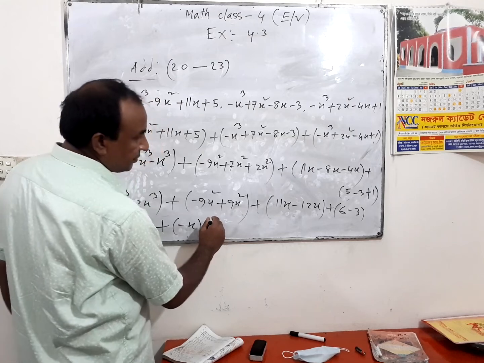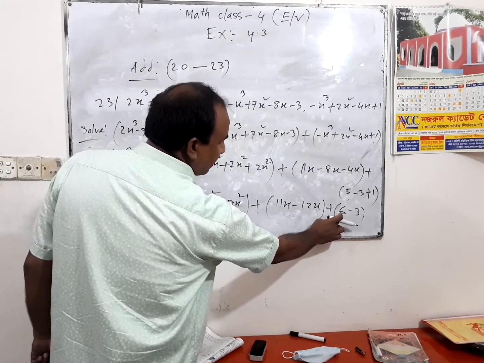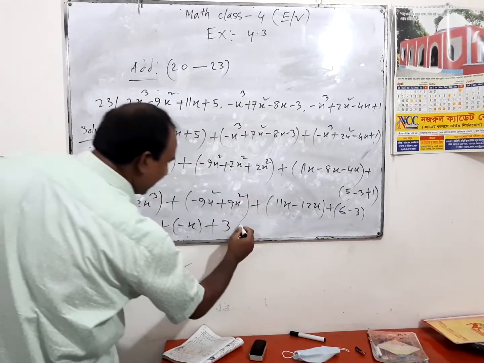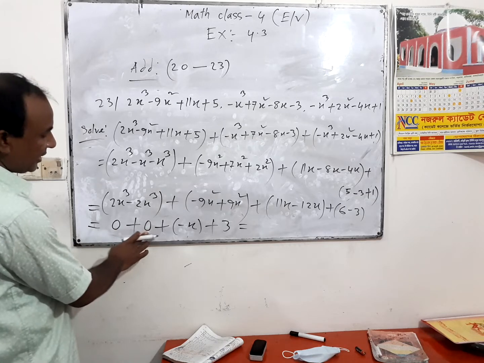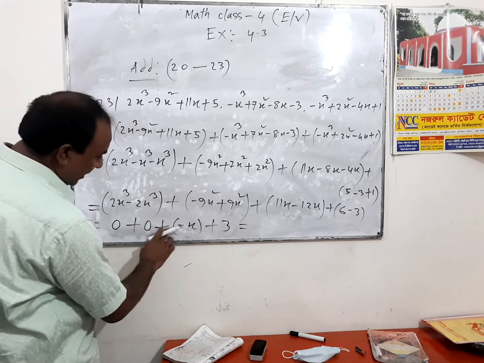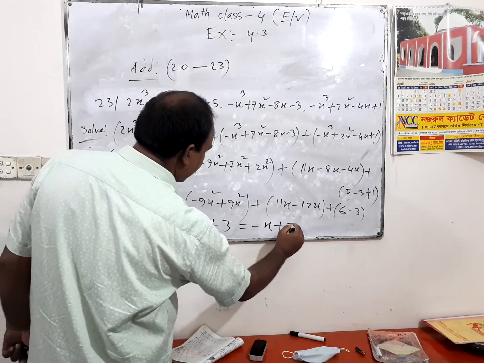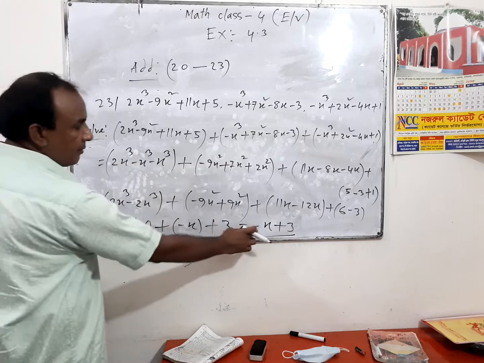Next line. From 6 to 3 is 3. And in this next line, minus we have to omit, plus a minus a, minus x plus 3. This is the result. Plus a minus a, minus.